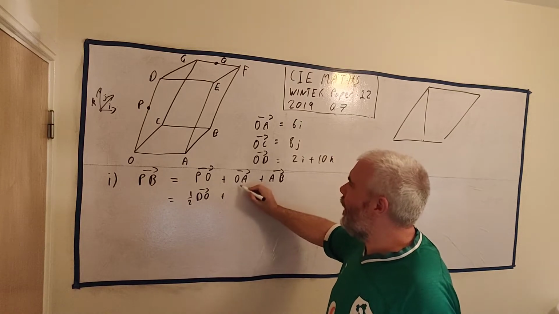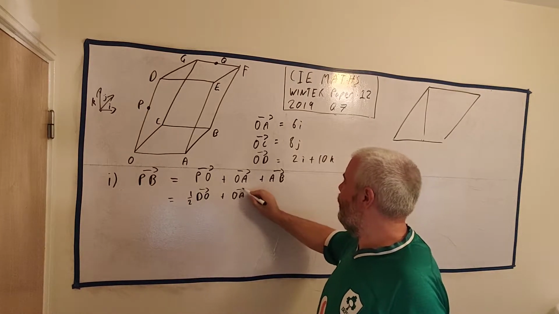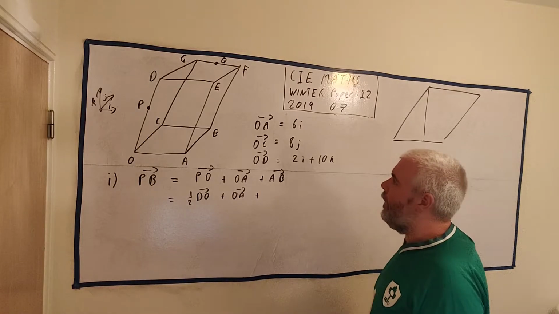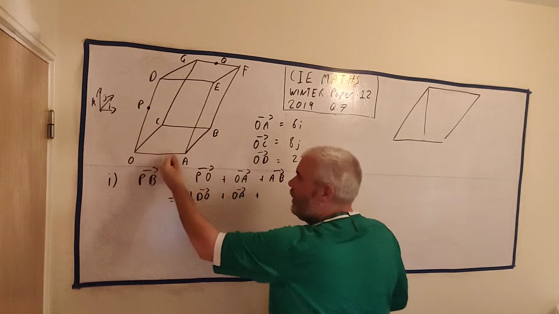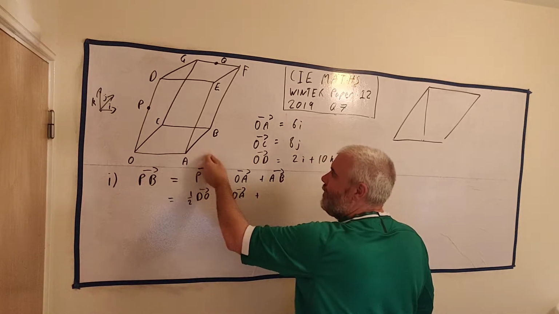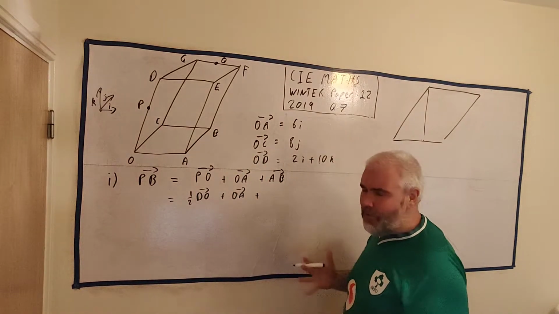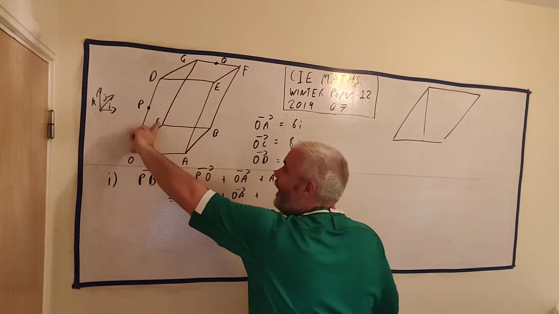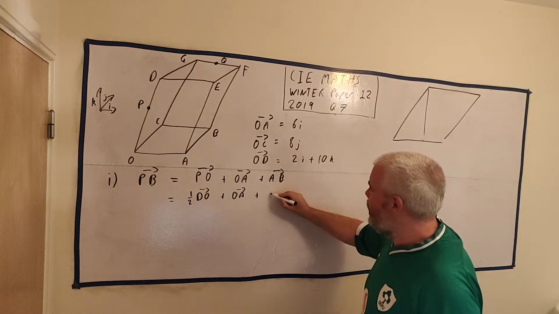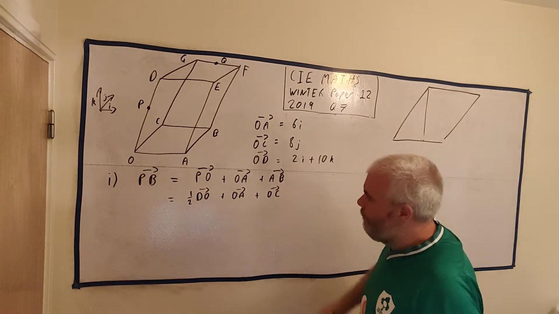And let's see, OA, we have that. Let me just leave that for now. And AB, I don't have AB, but I can see AB is identical. It goes the same direction and the same length. That's all that matters in vectors. It goes the same direction and the same length as OC. So instead of AB, I'll put in OC.